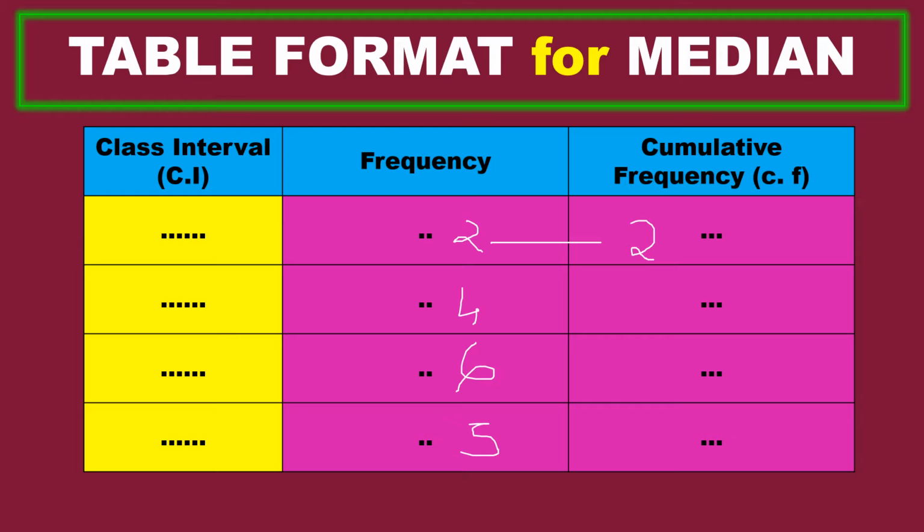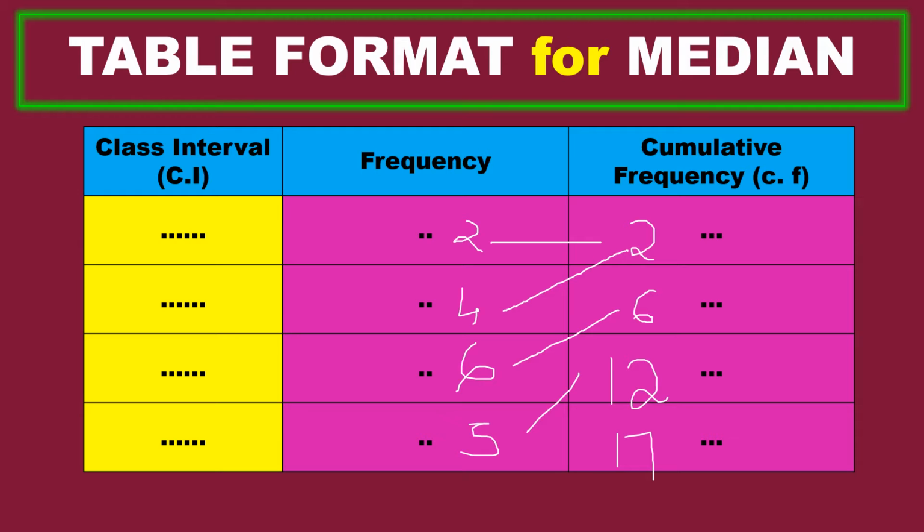Now here I am giving you an example. If the first value is 2, it is taken as it is. So 2, now add in zigzag way. 2 plus 4 is 6. Again zigzag way, 6 plus 6 is 12. And 12 plus 5 will be 17. So this is your cumulative frequency. This is how you should find the cumulative frequency.